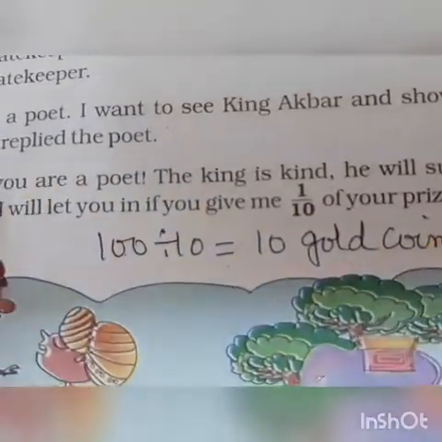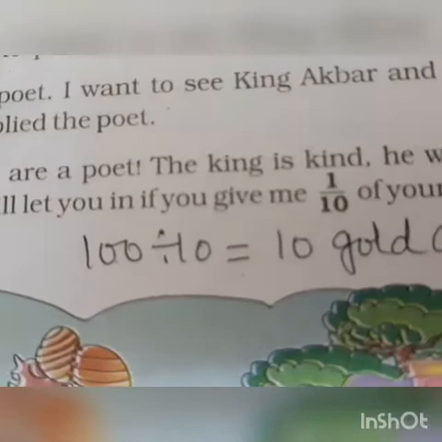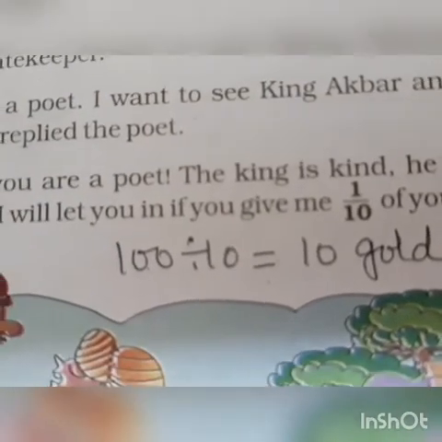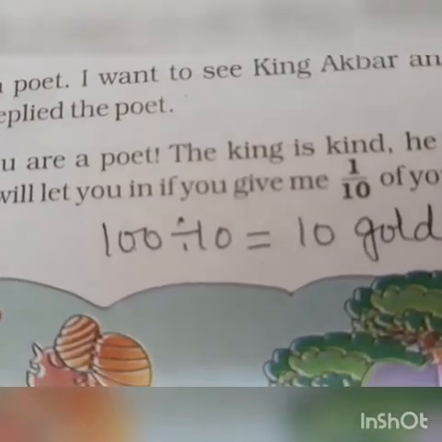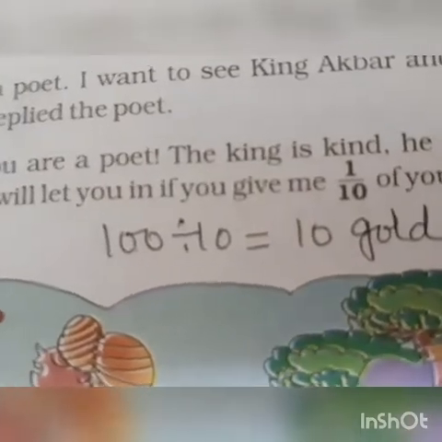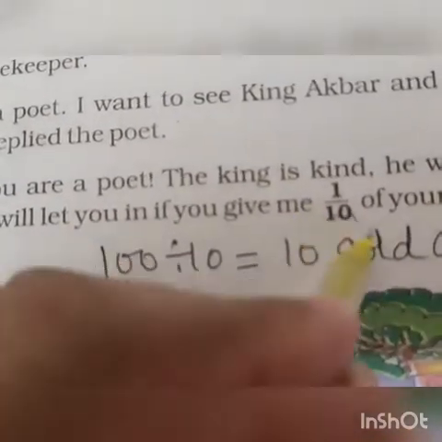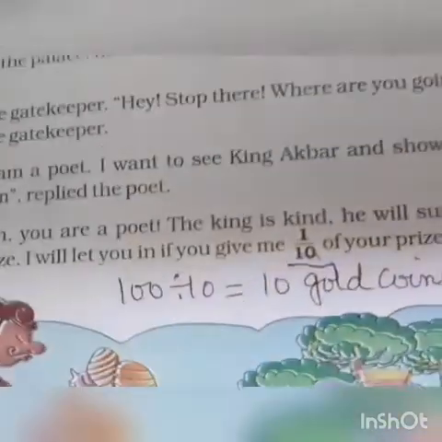Now, here you can see Birbal and the gatekeeper discussing. If you want to go inside the palace, because you are a poet, the king will be very happy. He's a very kind person, and if you go and recite the poem, the king is surely going to give you some prize. But I will allow you to go into the palace only if you promise that you will give me 1/10 of the prize money. Whatever you get in prize, he said, 1/10 of the prize money you give to me. Then only I am going to let you go in. Moving on to the next page.